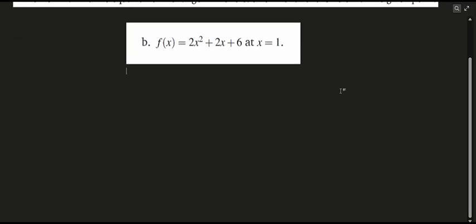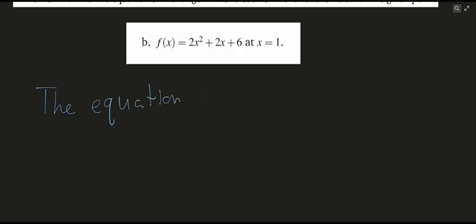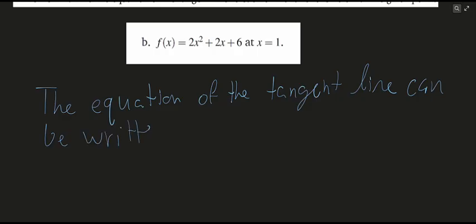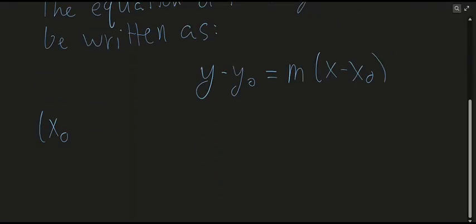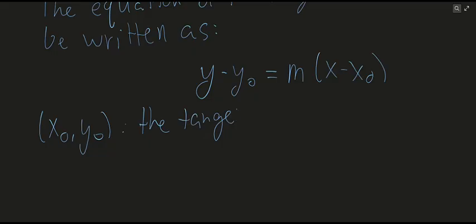Okay, now let me remind you the equation of the tangent line, pretty much any line in point slope form, can be written as y minus y sub 0 is equal to m times x minus x sub 0. Good. Now, the x sub 0 and the y sub 0 is nothing but the tangent point.